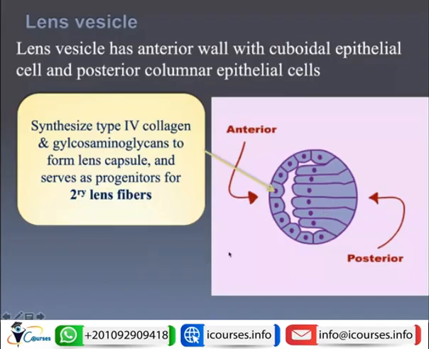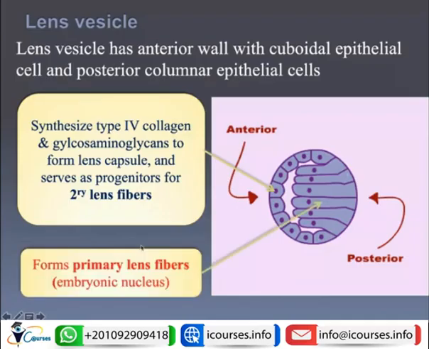The lens epithelium will secrete type 4 collagen and the glycosaminoglycans to form the lens capsule. And the anterior lens epithelium will later on form the secondary lens fibers. So you remember this from the anatomy of the lens.